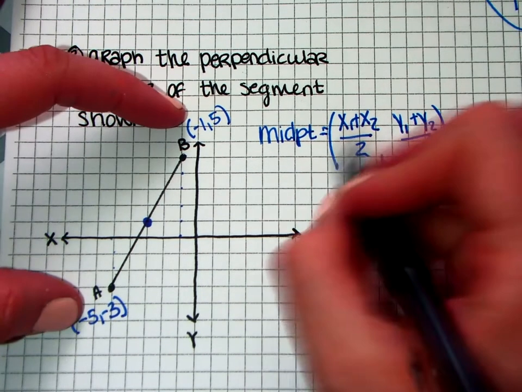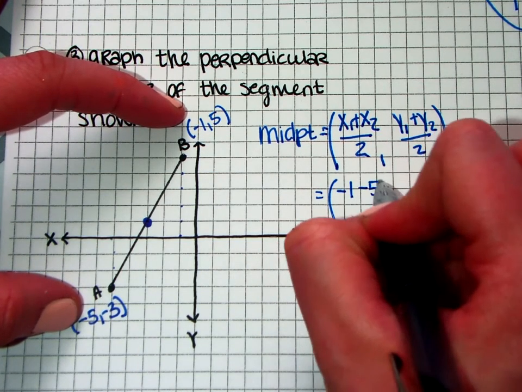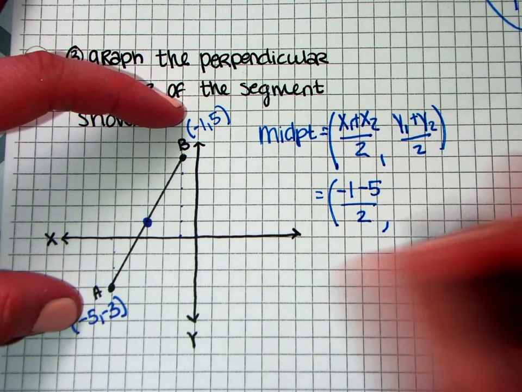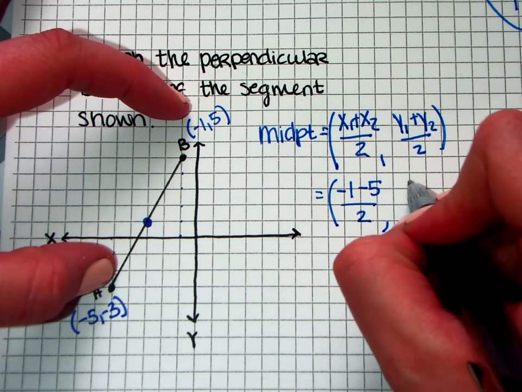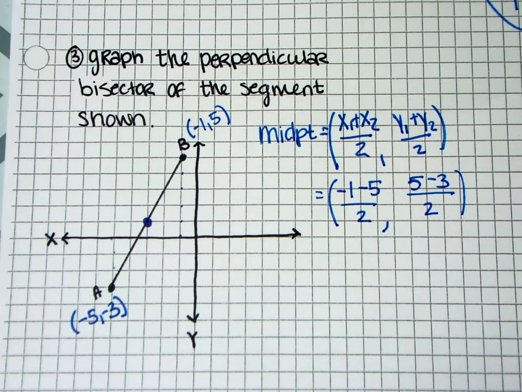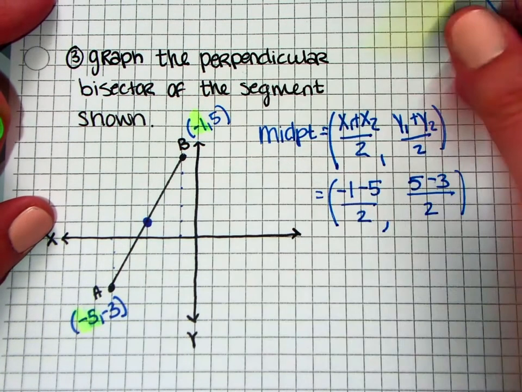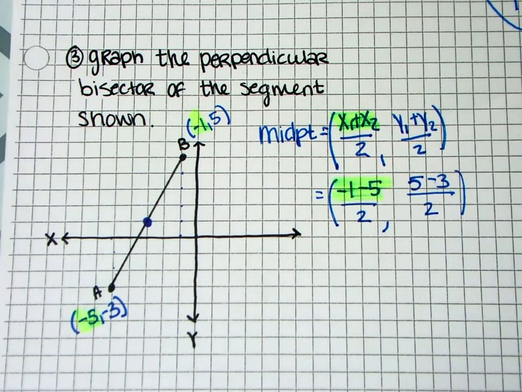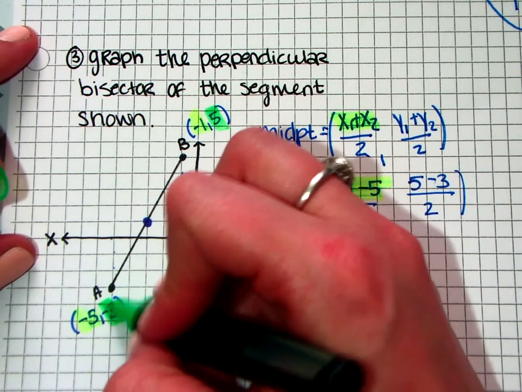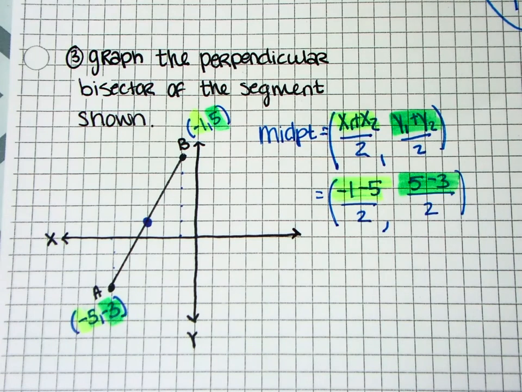I'm going to add my x's, divide by 2, so -1 minus 5 over 2, comma, -3 plus 5 over 2. All I'm doing here is adding the x's together, which are my x1, x2 values, and then I'm just doing the same thing with y. So I've got my 5 and my -3. Those are my y values, so I'm just adding those together.